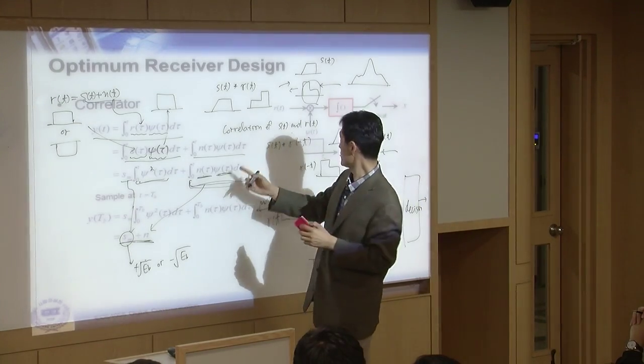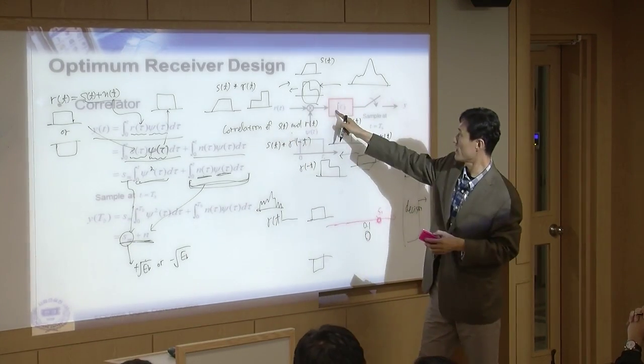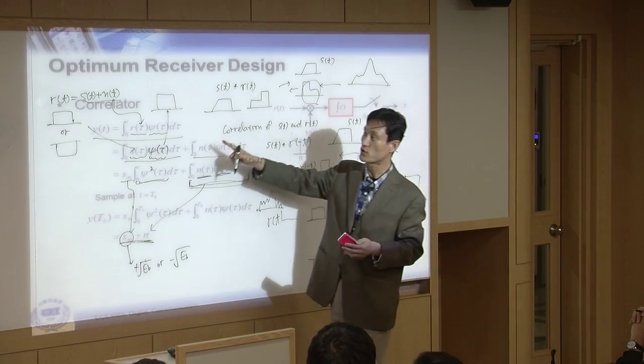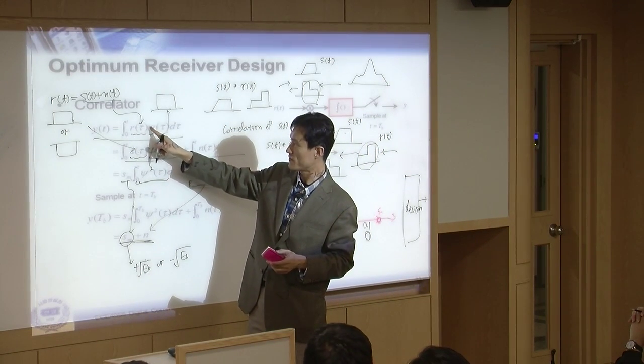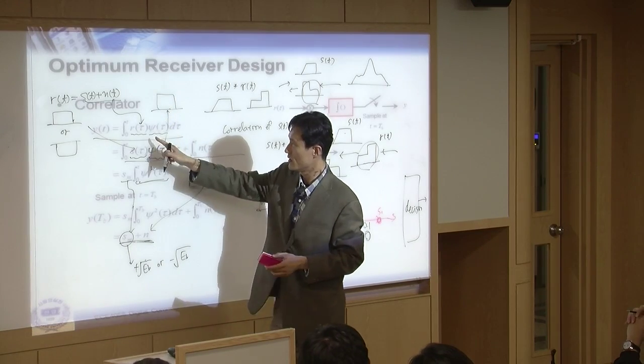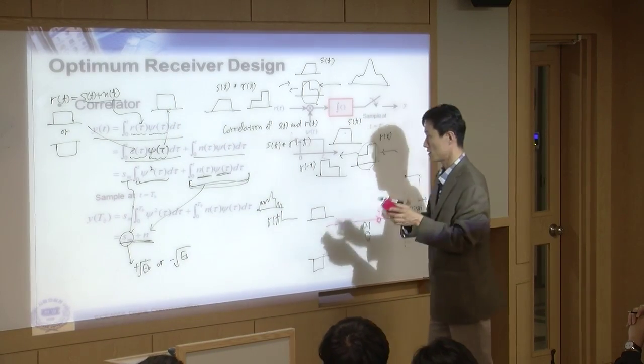So now going back here, originally we have a correlator, and we have two inputs. One input is r(tau). The second input is phi(tau). It looks like this, right? And let's calculate the correlation.